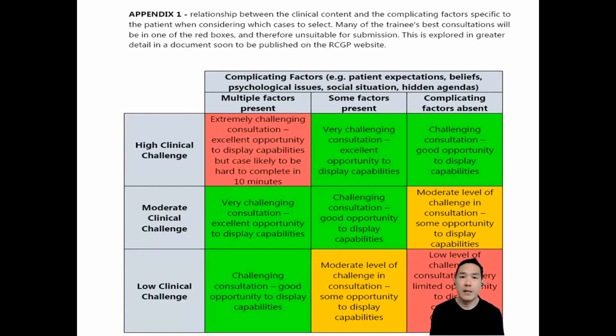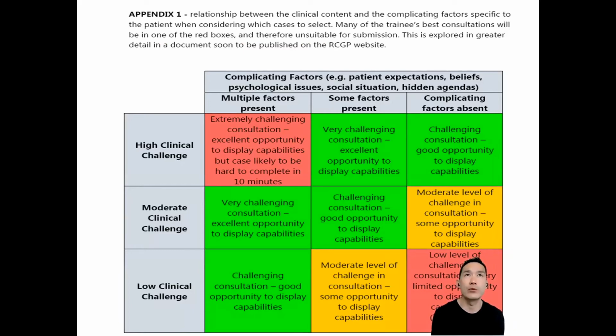When my registrars come to see me and ask, is this a good case? I always ask firstly, what's the clinical challenge of the case and what are the complicating factors to the case? So for example, if we look at a 2-week wait, if a 2-week wait is obvious from the outset, then actually that's quite low clinical challenge.